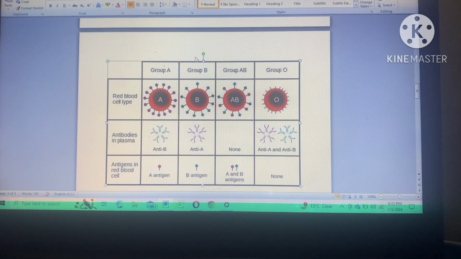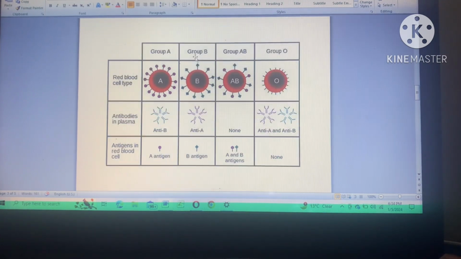Okay, so let's go to the fourth group, which is blood group O. Blood group O are called universal donors because on their surface they do not contain any of the antigens, but in the plasma they have both anti-A and anti-B, which means that they cannot receive any kind of blood other than O, because there will be a reaction. All right, let's jump into it.